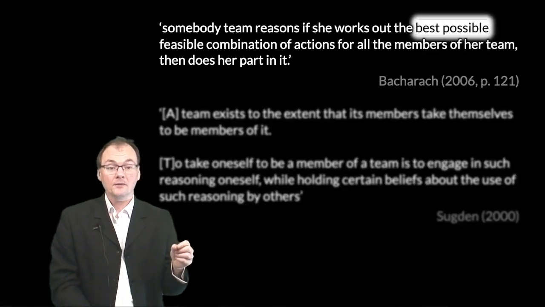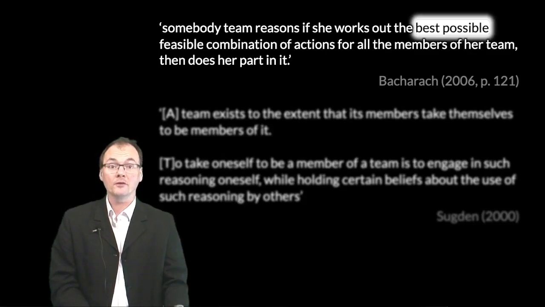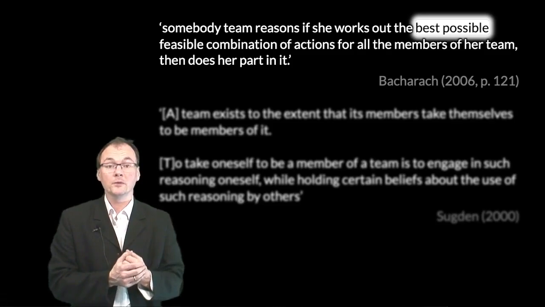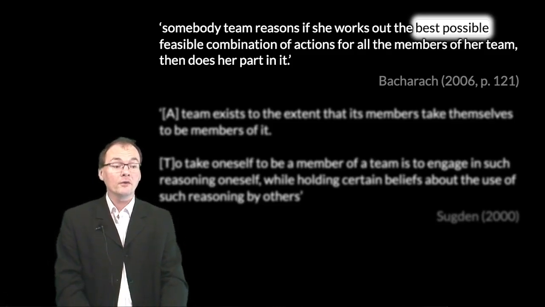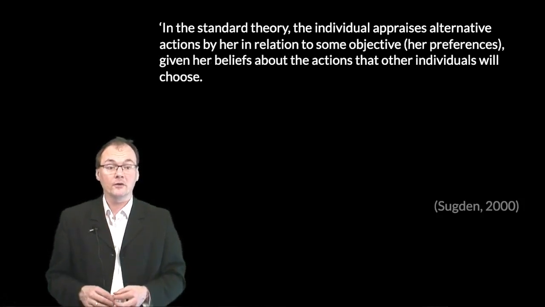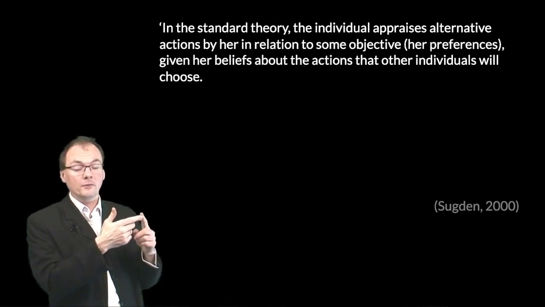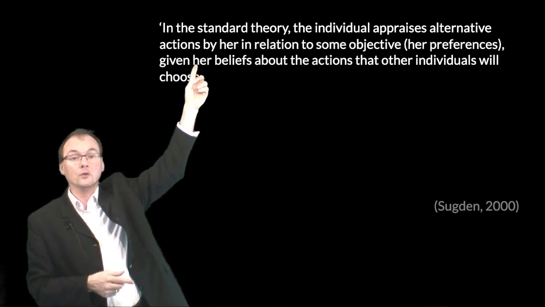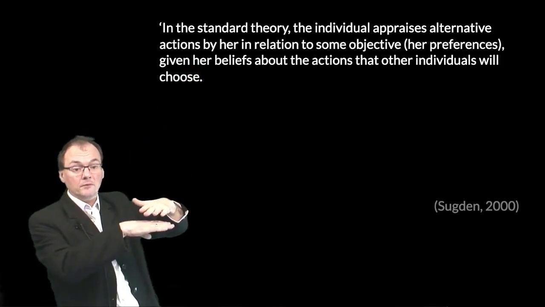And the key to that is to understand what Bacharach and others mean when they say best possible feasible combination of actions. What is it? What is the best possible feasible combination of actions for the team? Well, here it's Sugden who I think is clearest on this. He says we should understand team preferences by contrast with ordinary individual preferences. So in the standard theory, he means ordinary decision theory, and of course game theory built on that.